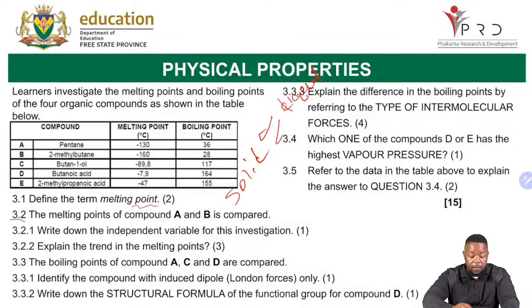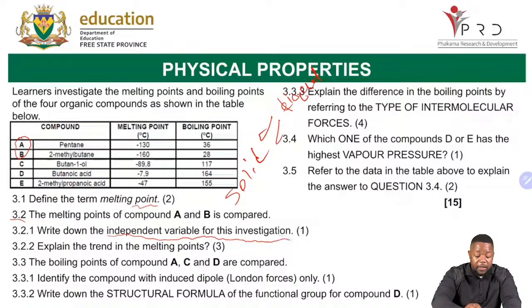3.2, the melting points of compound A and B are compared. So we are comparing now A and B. Now, 3.2.1 says, write down the independent variable. What is the independent variable? The independent variable is a variable that is being manipulated, or the variable that was changed in the experiment.